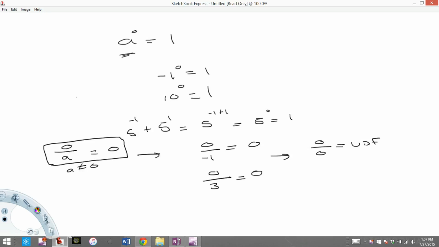And a is a constant. A is always denoted as a constant, or any value like that. And then we show some examples here, and then 0 over 0 is undefined.